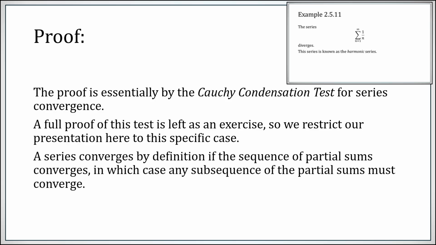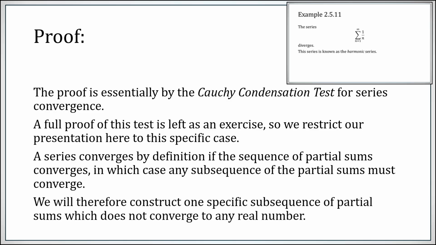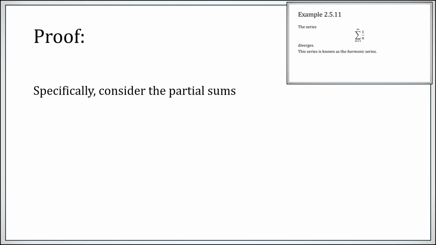A series converges if the sequence of partial sums converges, in which case any subsequence of the partial sums must also converge to the same thing. So we're going to construct one specific subsequence of partial sums and show that it doesn't converge. And if one subsequence of partial sums doesn't converge, then the sequence of partial sums overall can't converge, therefore the series diverges. Specifically, which partial sums are we going to look at? We're going to look at partial sums indexed by powers of 2.